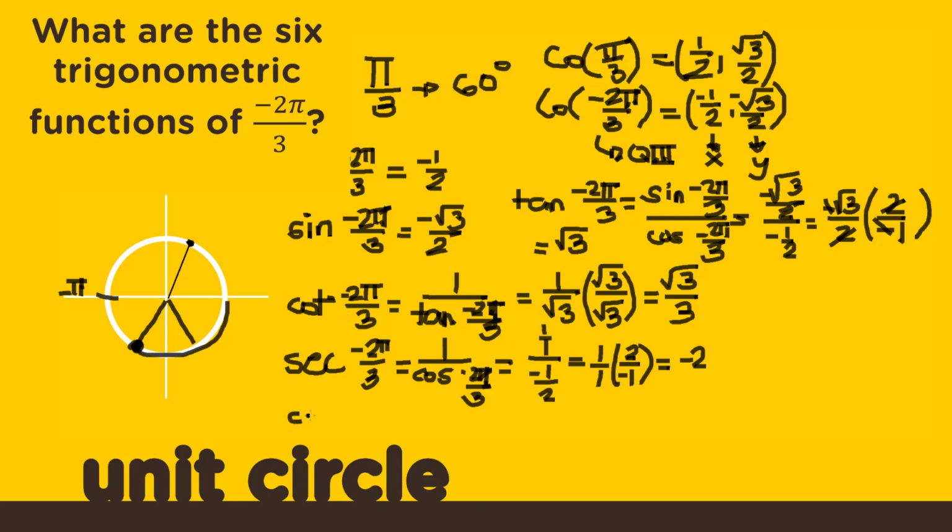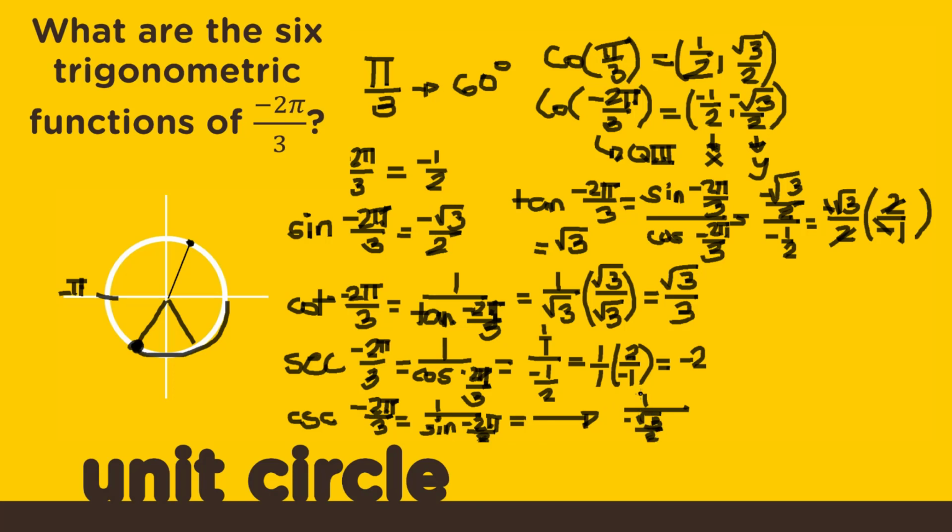To finish this, let's have the last. We have the cosecant of negative 2 pi over 3. This is now the reciprocal of our sine. That is why it's very important for us to determine the first 3: sine, cosine, and tangent. Once we have this, we just simply reciprocate. Let's put it here for better space. This is 1 over our sine, negative square root of 3 over 2.